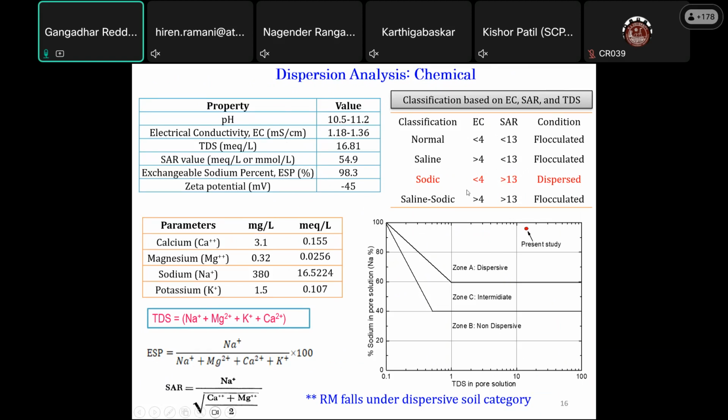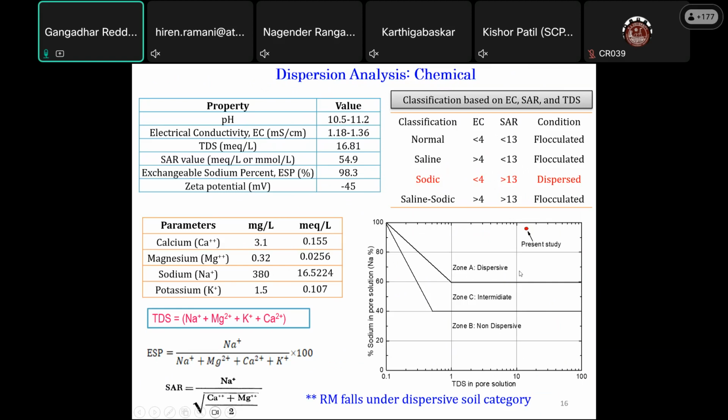So based on this analysis, you can see the total dissolved solids and the percentage of sodium. There are known classifications, and you can see the present study clearly falls in the range of the dispersive zone.